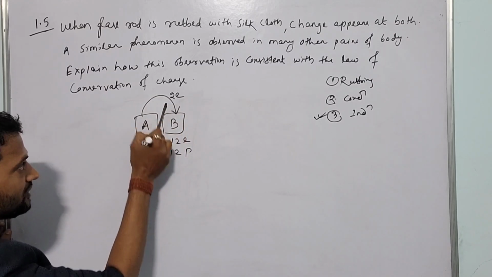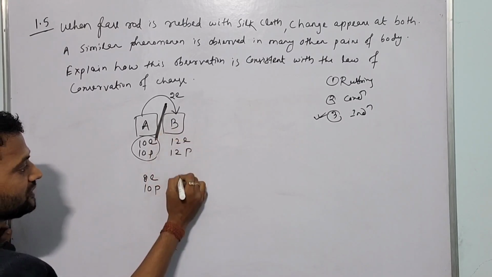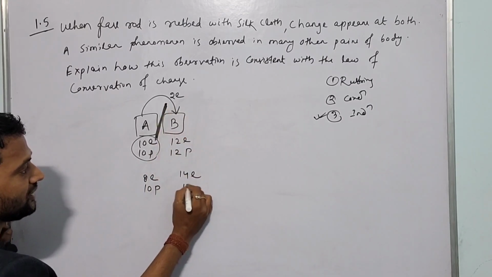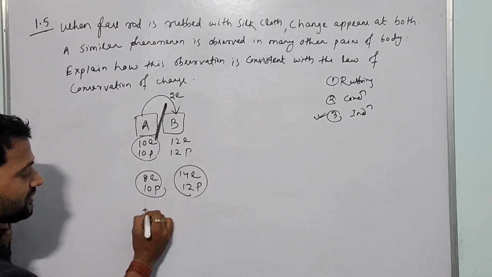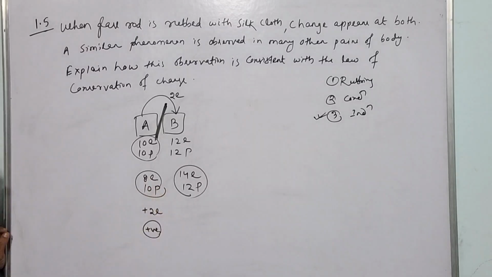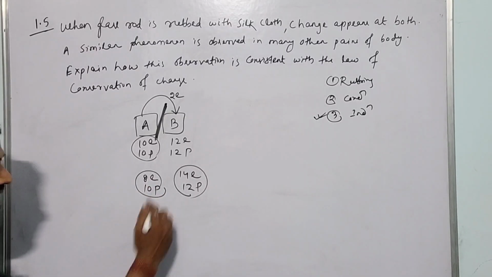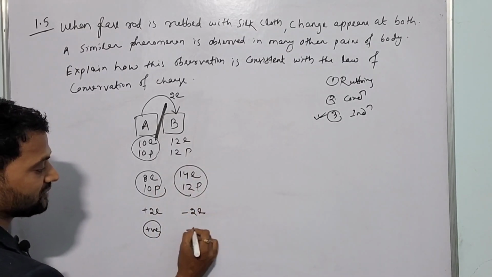Then tell me what is the number of electron left? It is 8. What is the number of proton? 10. And here what is the number of electron? 14. And number of proton? 12. Now tell me what is the charge of A? It is plus 2e. क्योंकि number of electron is less than number of proton by 2. And here what is the charge of that body B? It is minus 2e. मतलब it is negative.